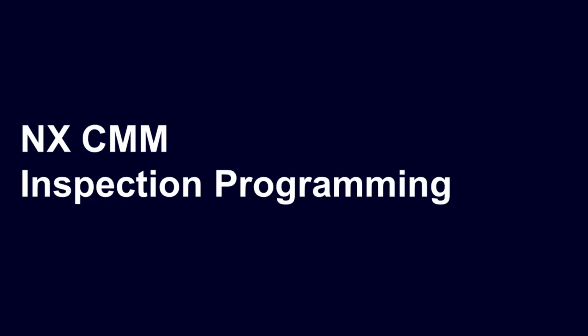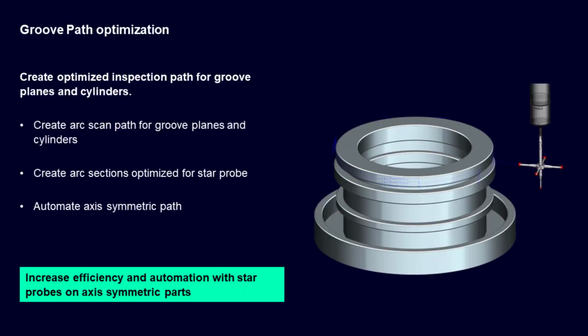NX CMM Inspection Programming includes some exciting new capabilities. Axis symmetrical parts are always challenging to inspect with a non-rotary table machine. In order to efficiently inspect groove planes and cylinders, circles with star probes, a new path generation option is available. The collision-free inspection path is automatically generated, dramatically reducing inspection programming time, standardizing and improving path quality.